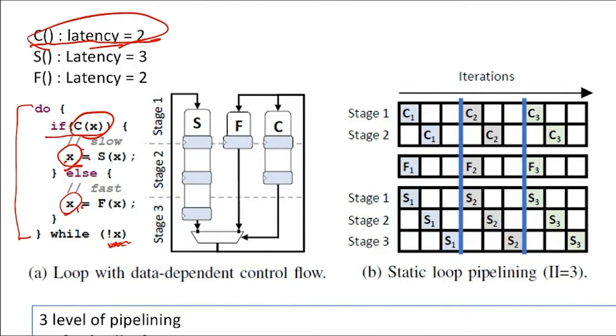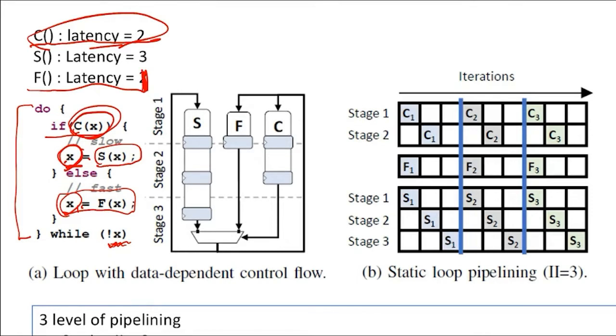If the C function is true, then it takes 3 cycles to get the X value. If the control function, the C function, is false, then that's a fast path. The F function latency actually is 1 here. F is 1 here.